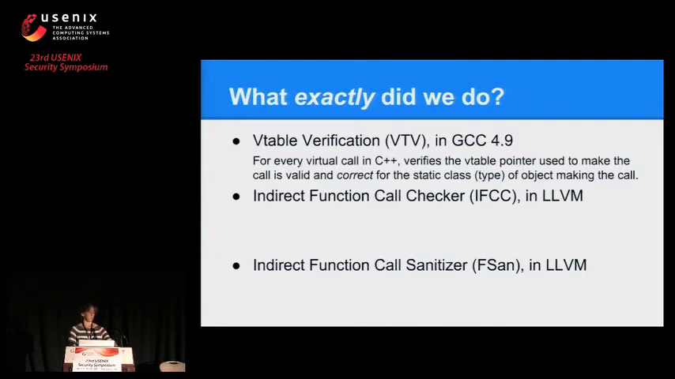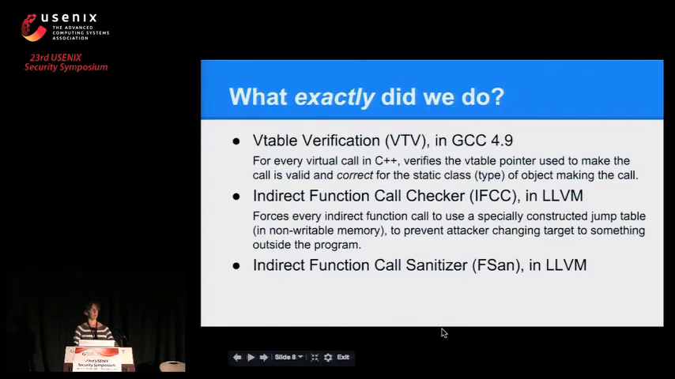So vtable verification basically guarantees that for every virtual call in a C++ program, the vtable pointer used for making that call is valid and correct for the static class of the type making that call. The indirect function call checker is a little bit less precise, but it forces every indirect function call in the program to go through a specially constructed jump table that it builds at compile time, and this jump table is therefore in the text non-writable section of the program and cannot be overwritten, and therefore this prevents attackers from changing the target of an indirect function call to anything outside of the program.